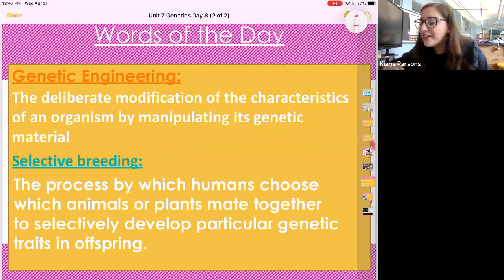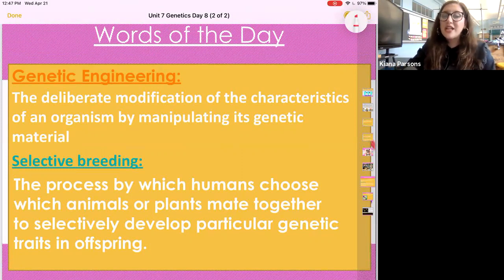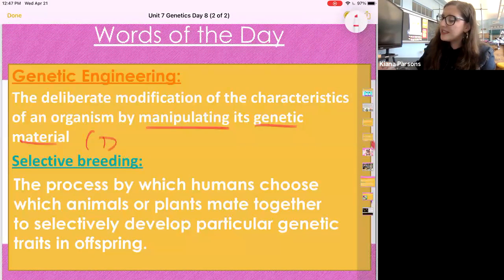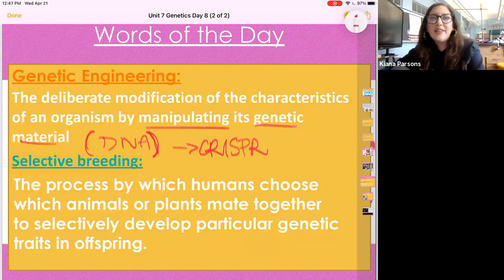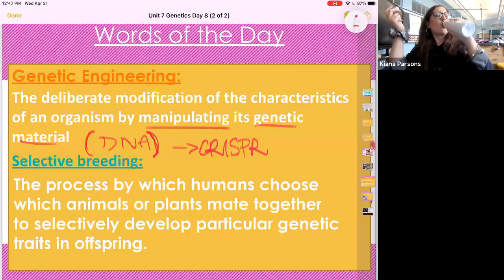So words of the day, you're going to fill in these definitions. Genetic engineering is the deliberate modification of the characteristics of an organism by manipulating its genetic material or its DNA. And this can be done by using CRISPR, which we saw in the Vox Explained Designer DNA. But of course, we do not have a very sophisticated ability to use CRISPR yet. We're not in there exchanging traits in living organisms, although that may be the future of this technology.